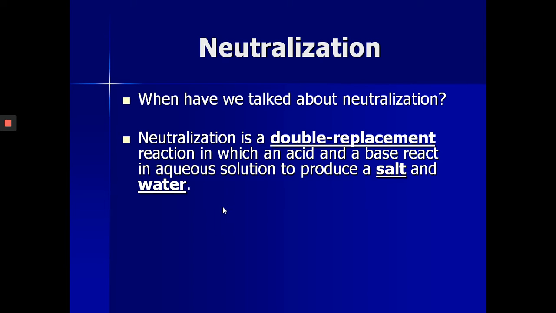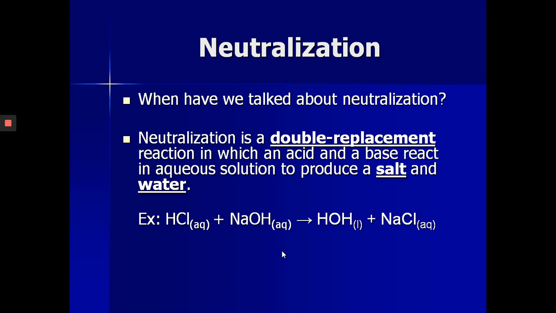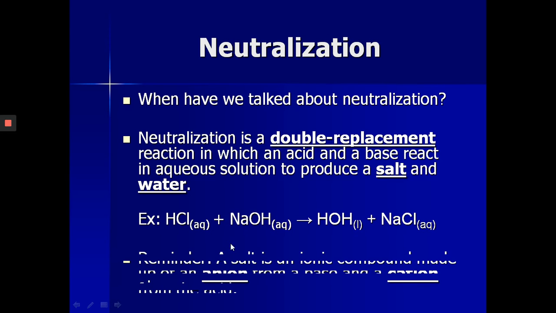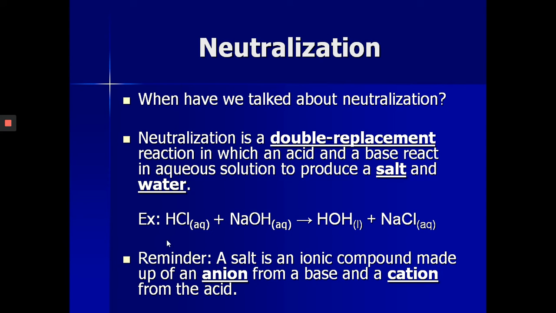So this is just a different type of double replacement. For example, hydrochloric acid and sodium hydroxide can react in a double replacement. Hydrogen and hydroxide combine together to form water, and then chloride and sodium form NaCl. So, reminder, a salt is an ionic compound made up of an anion from the acid and a cation from the base.